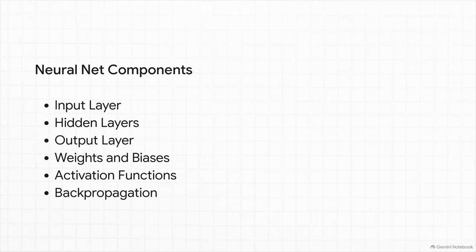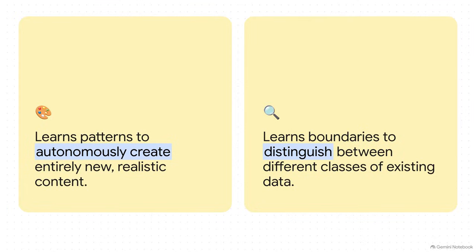It's kind of like learning to ride a bike. The network makes a guess, calculates how far off it was, that's the loss, and then sends a signal backwards through the network to adjust the weights. This backpropagation is the absolute core of deep learning. And this leads us to a massive paradigm shift happening right now.